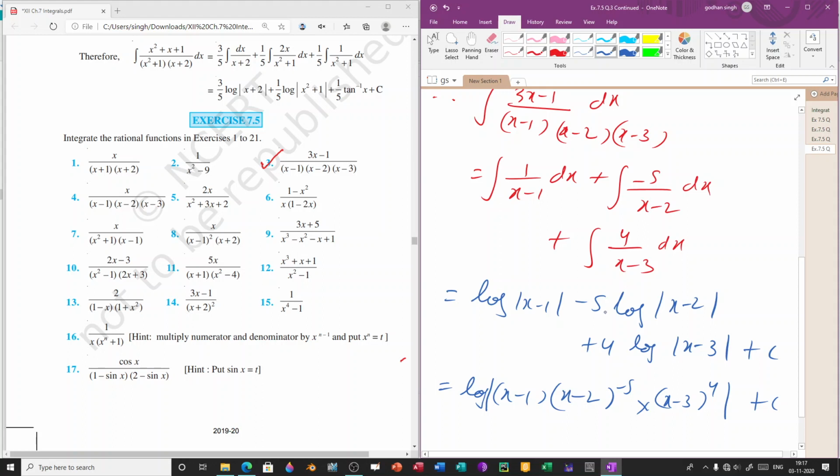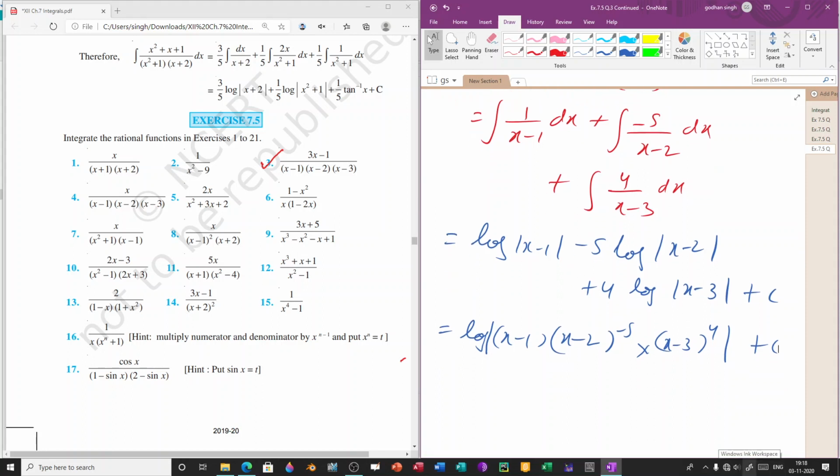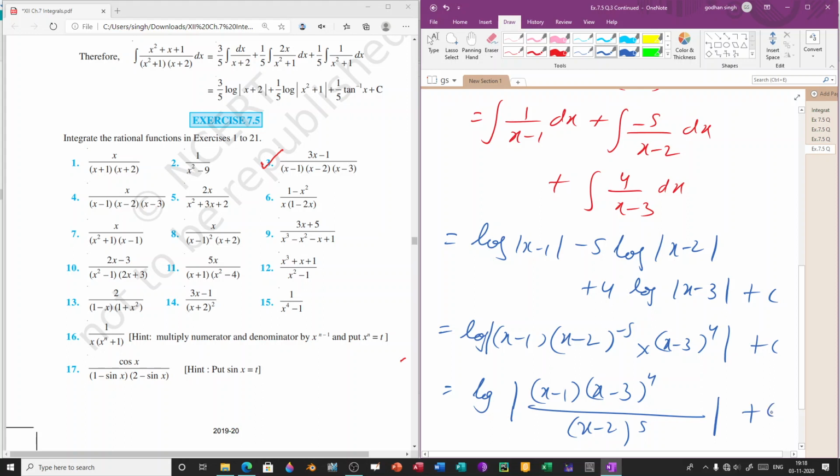Why? Because we know that if you take minus 5 inside, then we will get the form log x plus log y plus log z, and there is log xy in log xyz. So that is what we have written here, and now we can further simplify it. Equal to log mod of (x minus 1) into (x minus 3) raised to 4 over (x minus 2) raised to 5, and the modulus symbol is there, plus c. So this is our final answer.